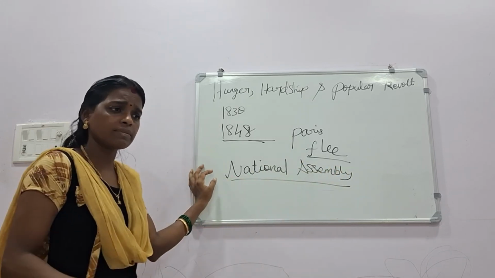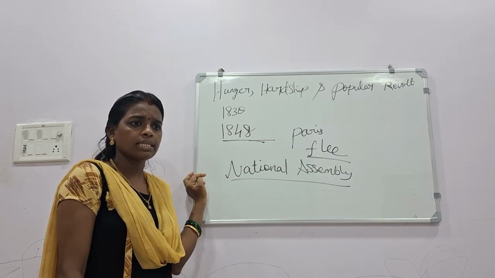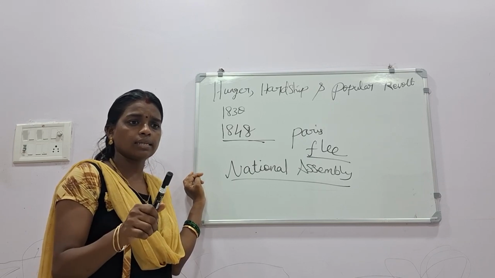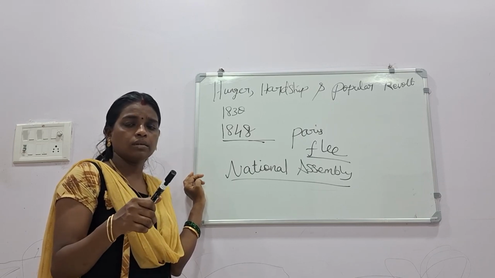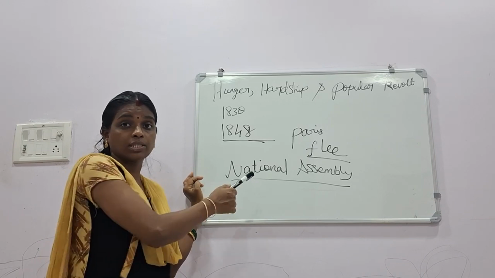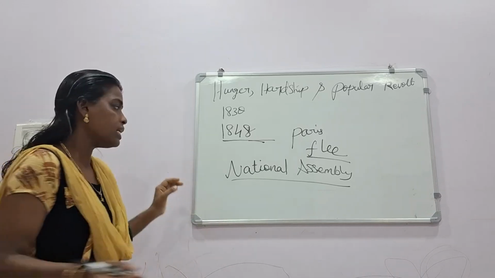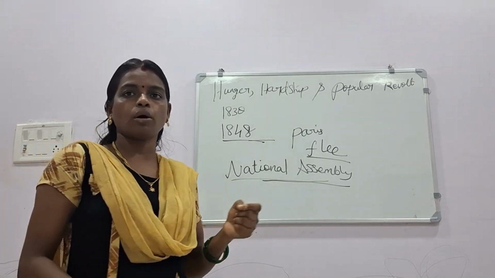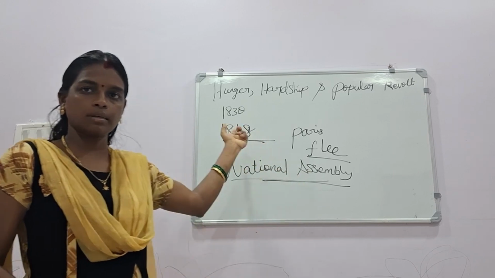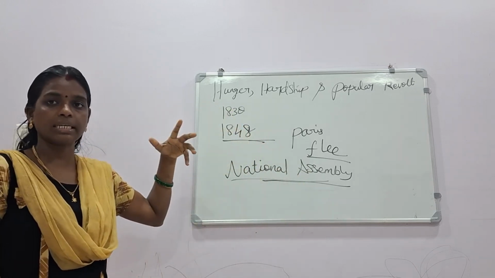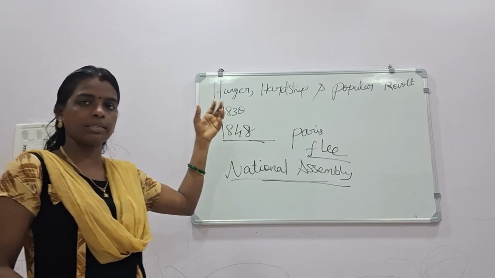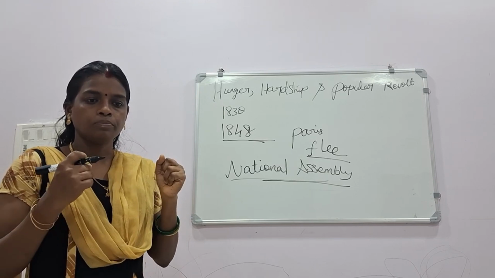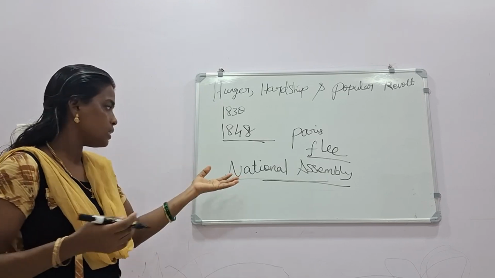I already told you in the beginning of the class, there was an Estates General. Estates General members were elected by the people of European countries. That Estates General later got the name National Assembly, which we studied. The National Assembly took many measures to stop the problem of hunger across the country. They were facing the problem of getting food supply, and that problem was to be removed by the National Assembly.